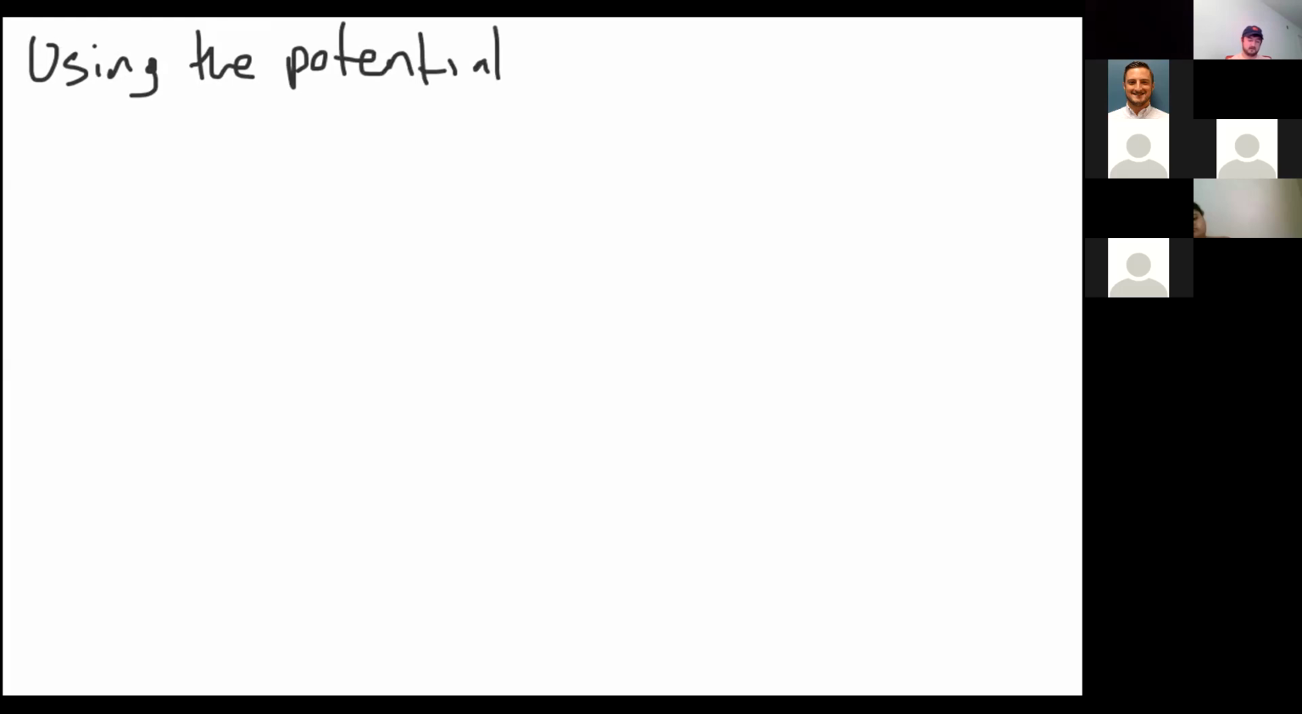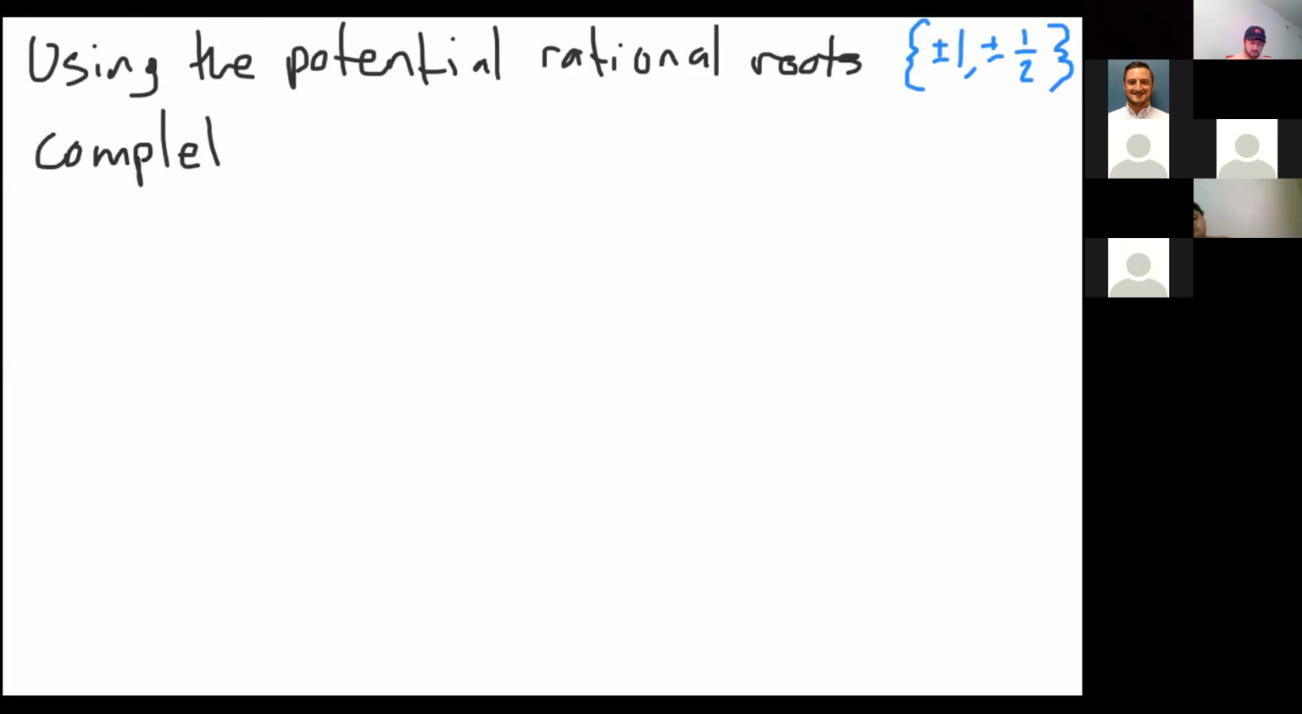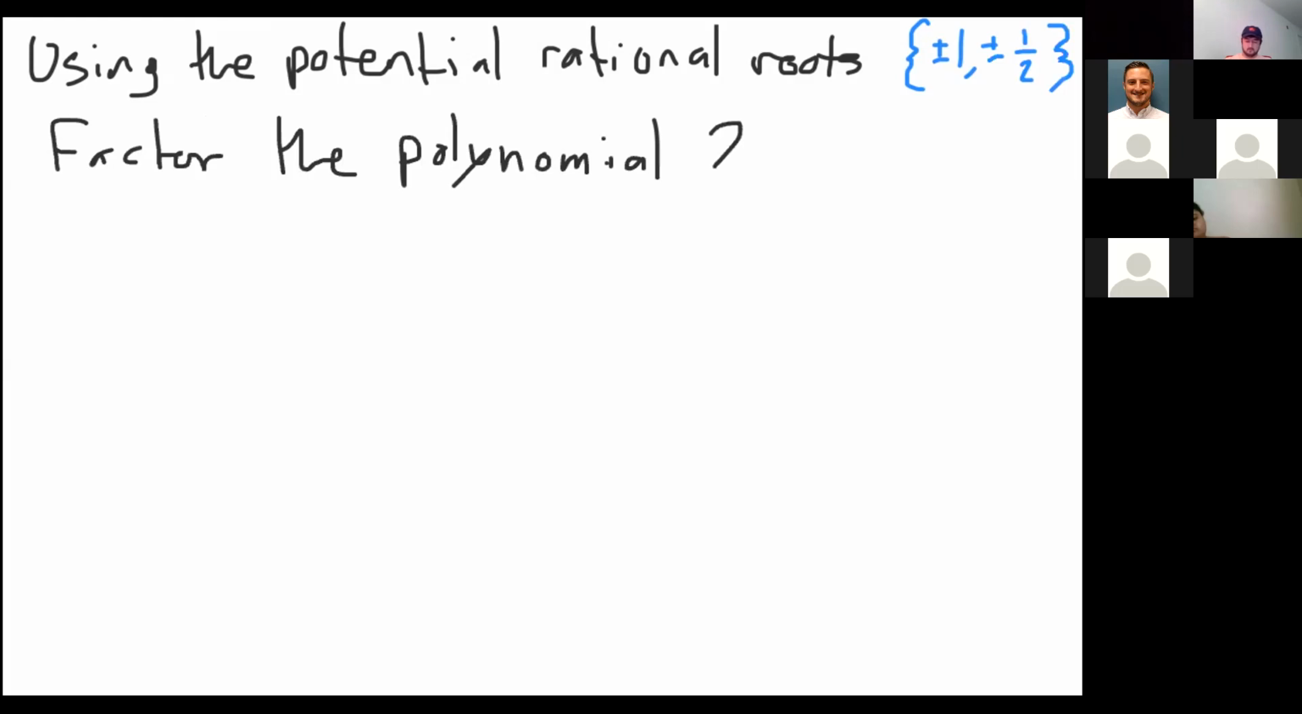Write it out as well. So using potential rational roots, plus x squared minus 2x minus 1. All right, get the problem up in Zoom as well.